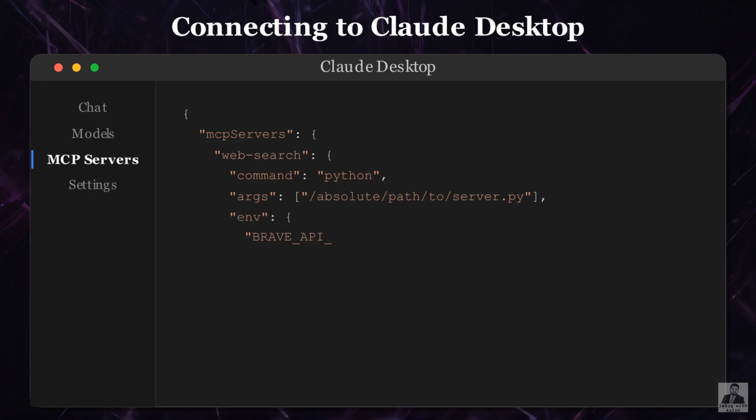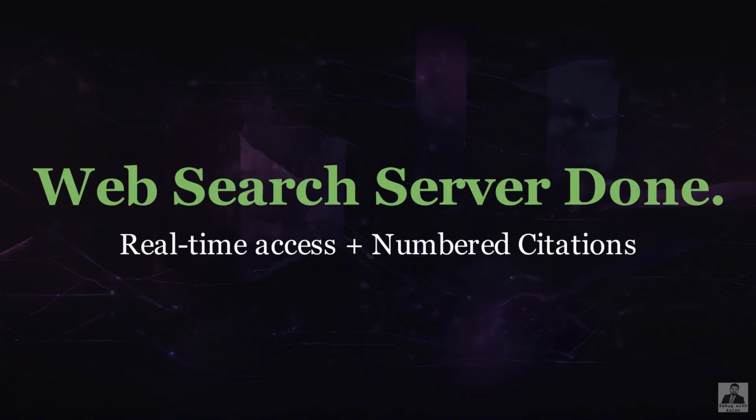Never hardcode API keys in the server file itself. The environment field in the config is the right place for secrets because the config file lives outside your code repository. Restart Claude Desktop and ask Claude what the top AI news stories are today. Watch it call the search tool, read the results, and answer with numbered citations pointing to the source URL. You now have a web search server that gives Claude real-time access to the internet with numbered citations.